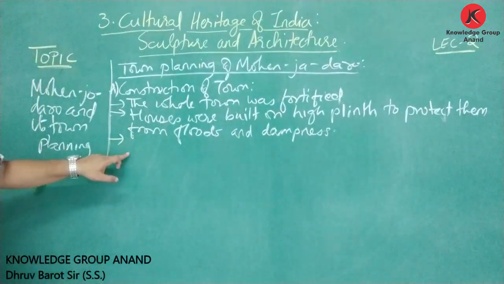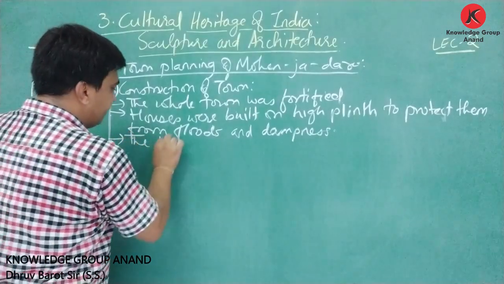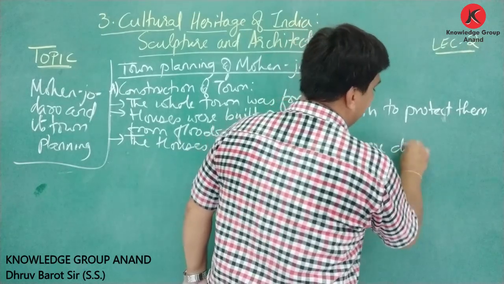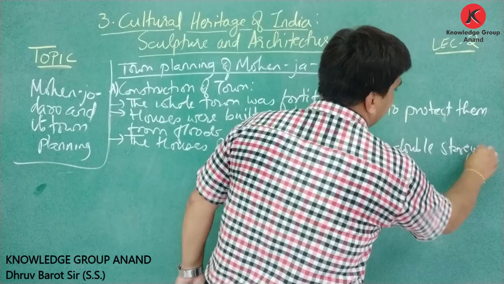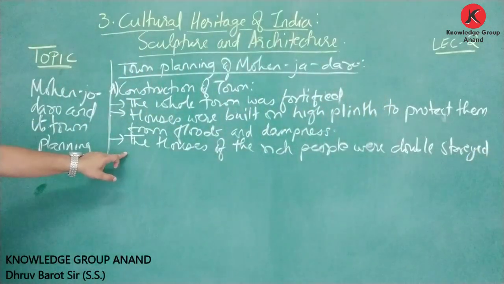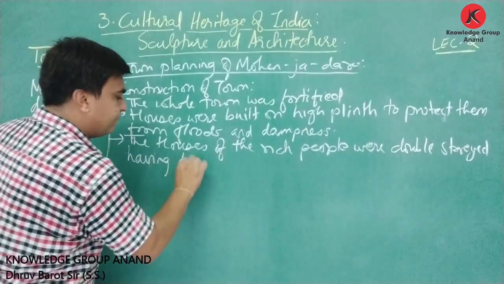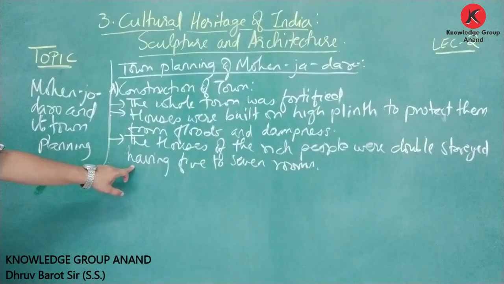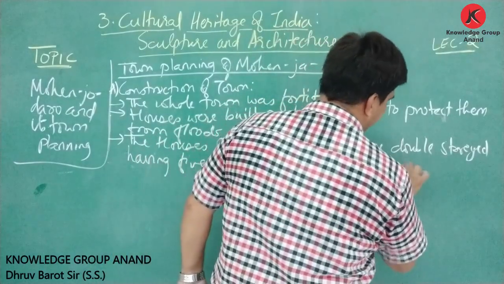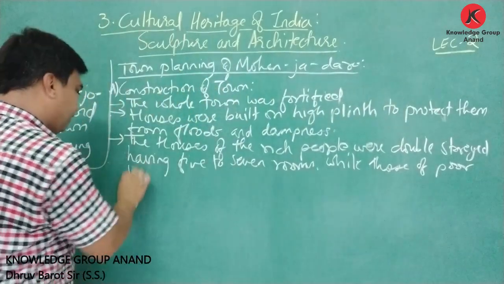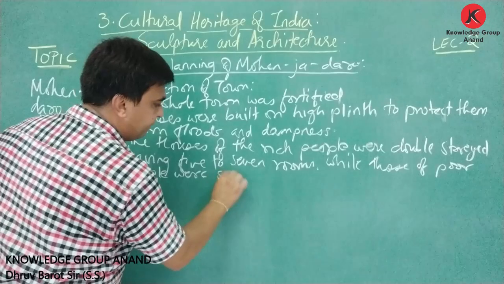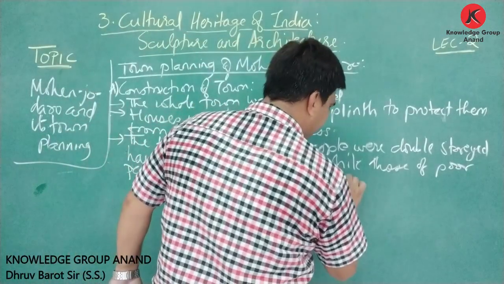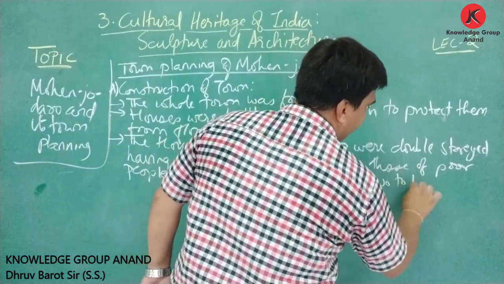So it was due to that reason that the houses of the rich people were double storied, having 5 to 7 rooms, while those of poor people were single story, having 2 to 3 rooms.